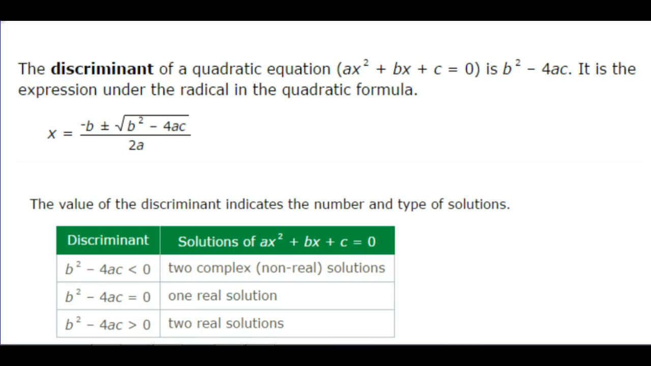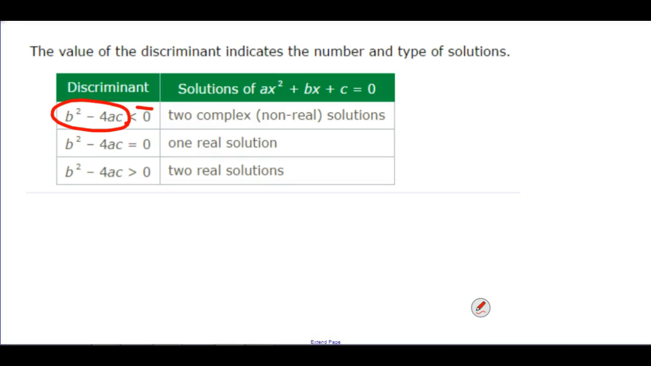Now I want to talk to you about that discriminant, that b squared minus 4ac. That b squared minus 4ac is called the discriminant. It's what's under the radical sign. If you extract just that part and check what b squared minus 4ac equals, if that number is less than 0 or negative, then you are going to have two imaginary, two complex, non-real solutions.